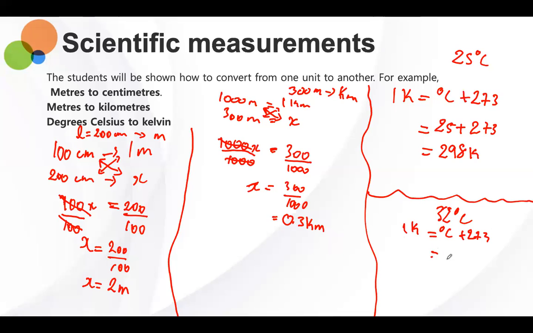273. So therefore, what would you put here? 32. 32 plus 273, right, equals 305. All right. So 32 plus 273 is equal to 305 what? 305 K. Kelvin, right? Yes, sir. All right. So is it clear? Yes, sir. All right.